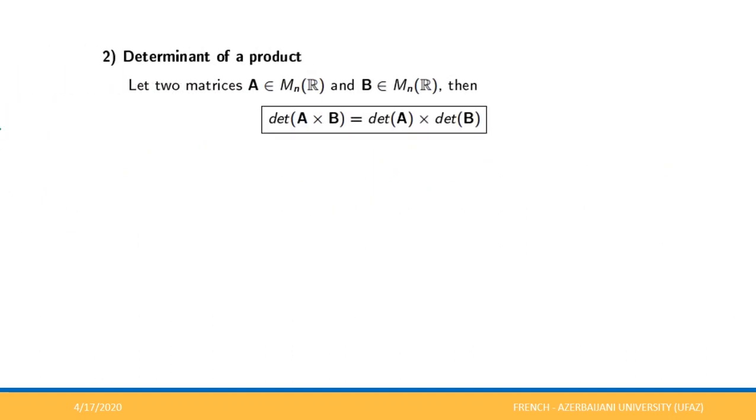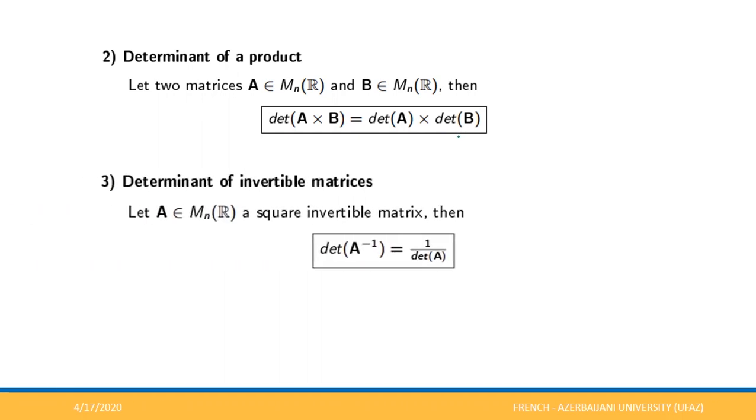Okay guys, let's look at the second property. Determinant of a product. Suppose we have two n by n matrices, A and B, then the determinant of A times B is equal to the determinant of A times the determinant of B. Third property, determinant of invertible matrices. Suppose we have an n times n matrix A, and this matrix is invertible.